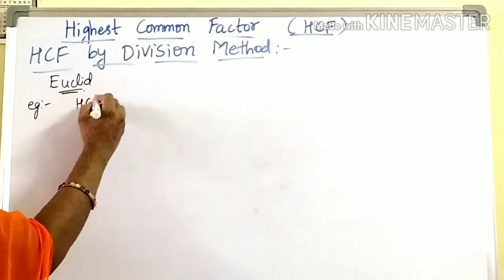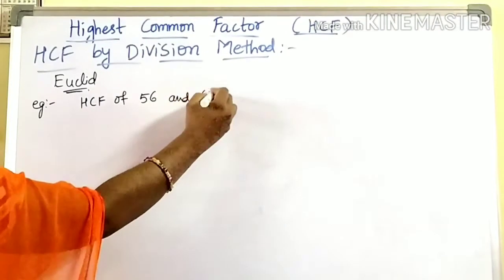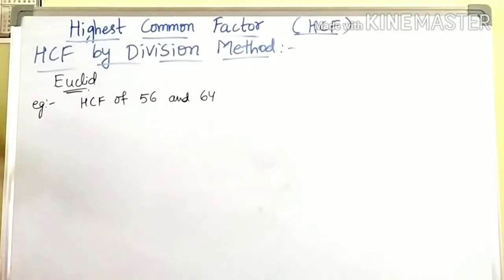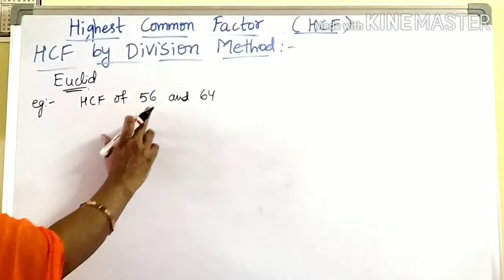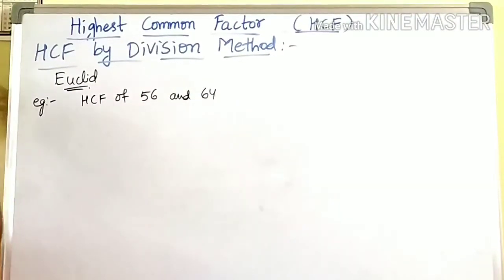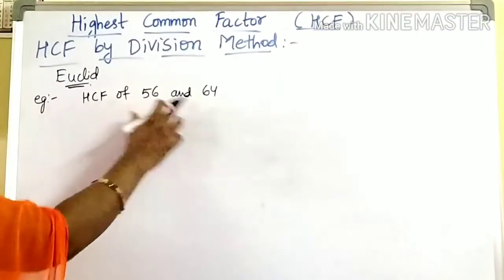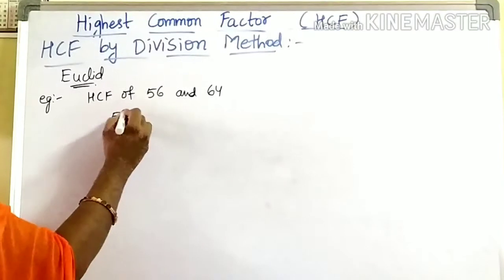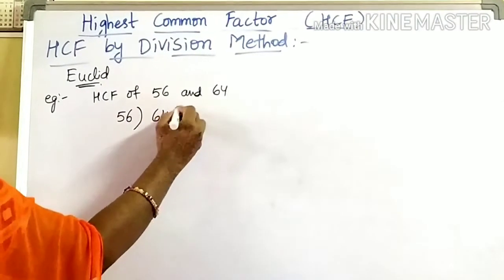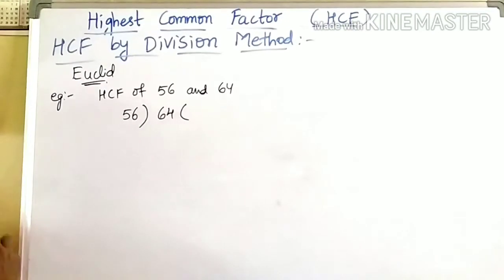HCF of 56 and 64 I am going to take. Now in this, which is the larger number? 64 is the larger number. Which is the smaller number? 56. Here, you divide the larger number by the smaller number. So what is the divisor here? 56 is the divisor and 64 is the dividend.